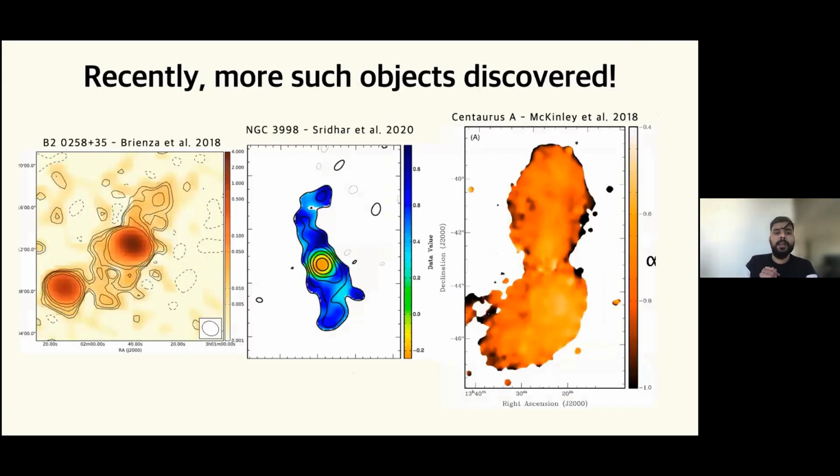And yeah, so recently, this is not the only galaxy. There are now more objects that have been discovered, because now we have telescopes that can really resolve these objects over multiple frequencies. So more such objects have been discovered recently, as you can see on the screen.